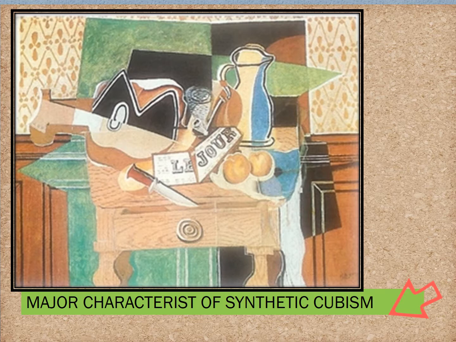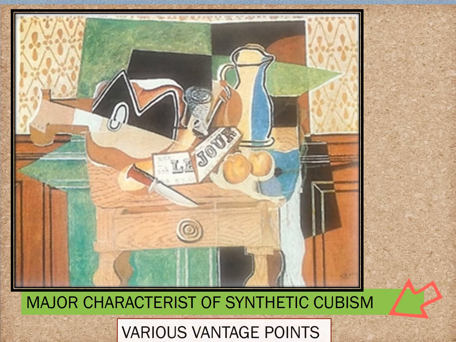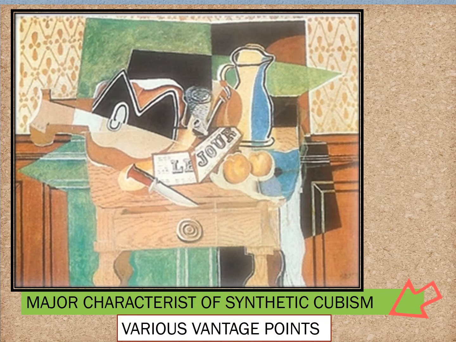What is that major characteristic of synthetic Cubism? It's that there are various vantage points. It might be the same object in this case. However, there are different vantage points. You see objects at different perspectives.